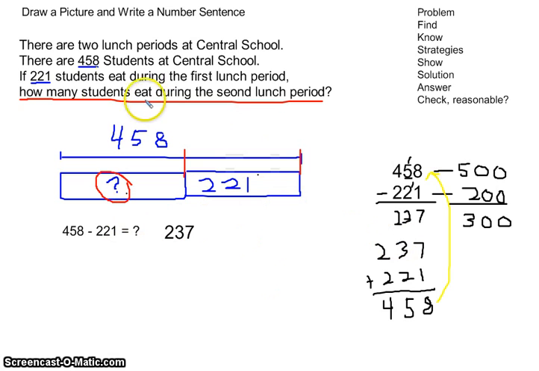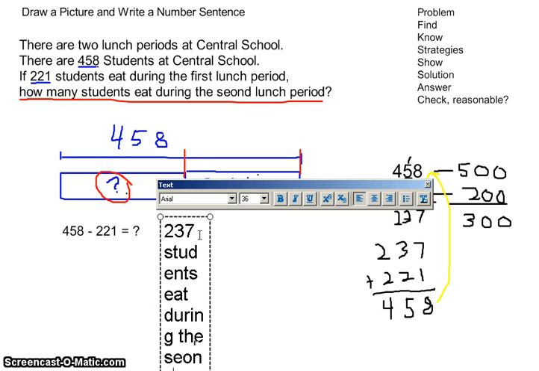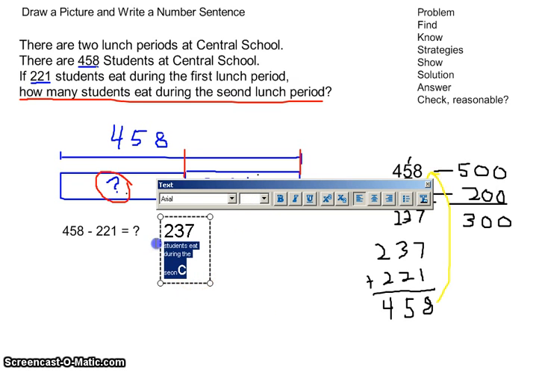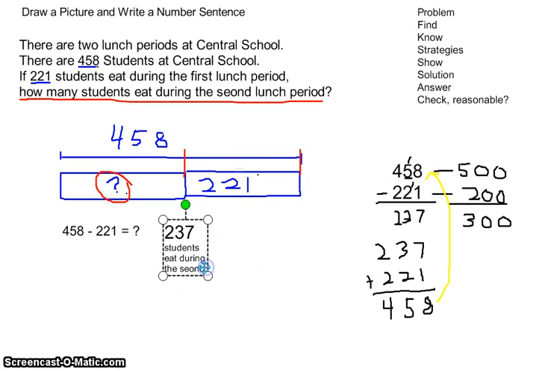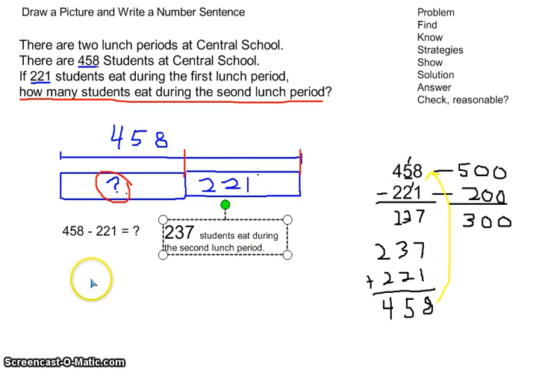But there's one more part we forgot here. When it says how many students eat during the second lunch period, we need to make sure we actually answer that. The answer is not 237, it's 237 students eat during the second lunch period. And then we have our answer. And that's how you draw a picture and write a number sentence.